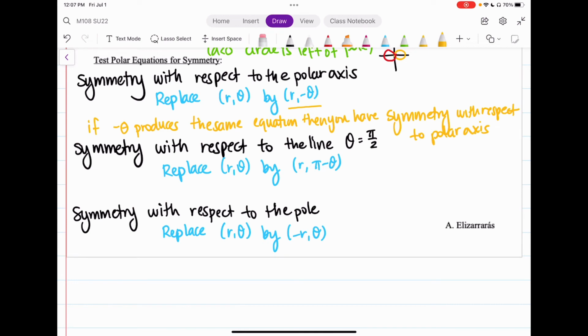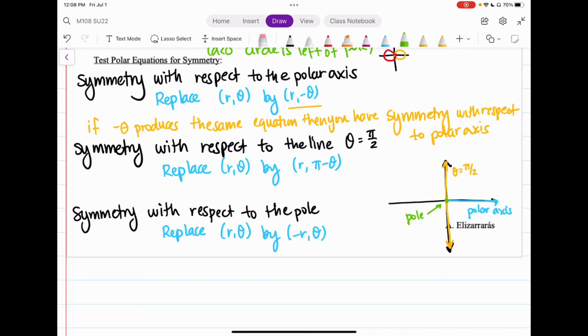Same thing about the line theta equals pi over 2. If you substitute in pi minus theta in place of theta and you get back the original equation, then you have symmetry with respect to the line theta equals pi over 2. And lastly, if you substitute in a negative r and you get back the original equation, then you have symmetry with respect to the pole.